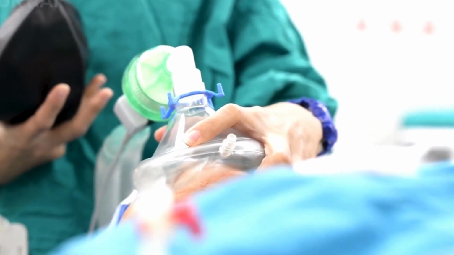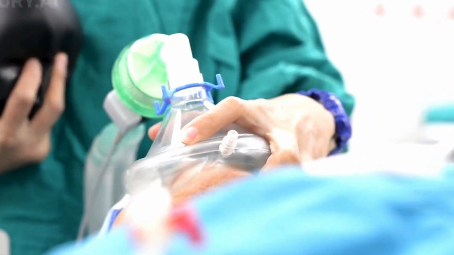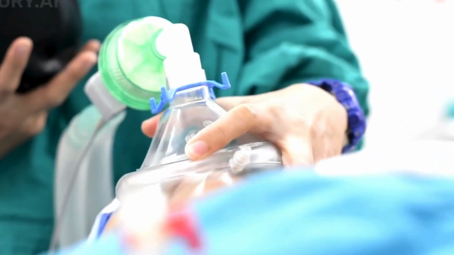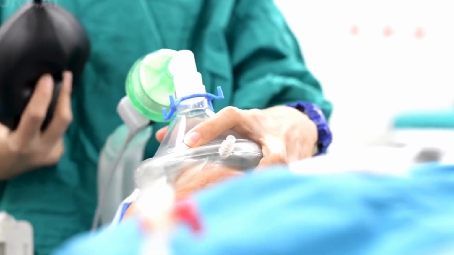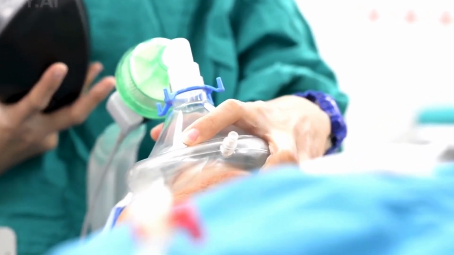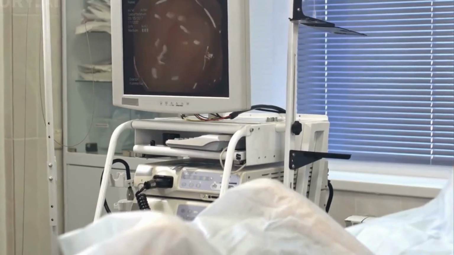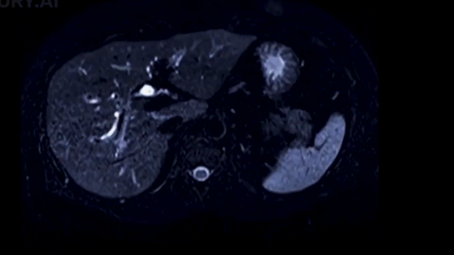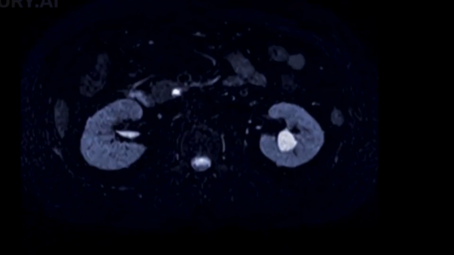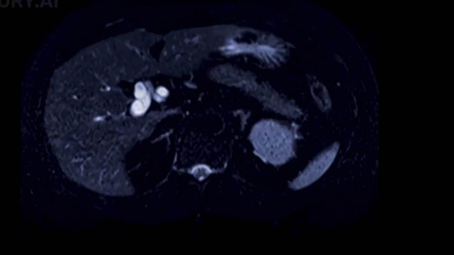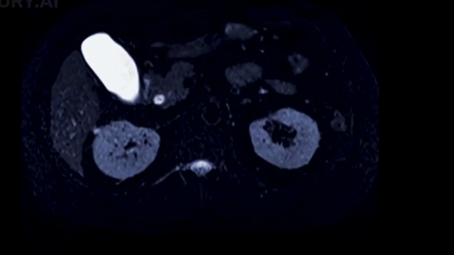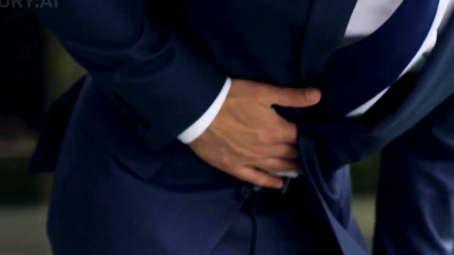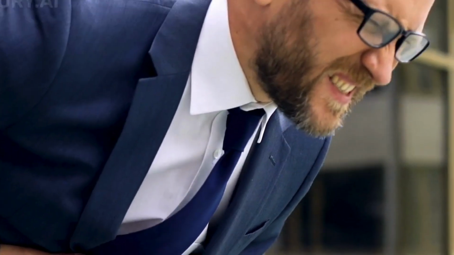4. Adverse reaction to sedation. Some patients may have an allergic reaction or other adverse effects to the sedation or anesthesia used during the procedure. Close monitoring during and after the procedure helps manage these risks. 5. Pancreatitis. ERCP carries a higher risk of pancreatitis, which is inflammation of the pancreas. This complication can cause severe abdominal pain and may require hospitalization.